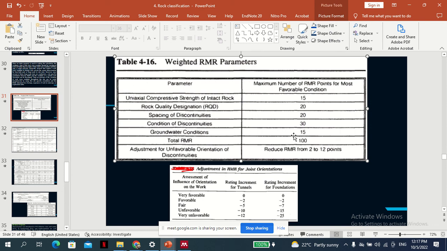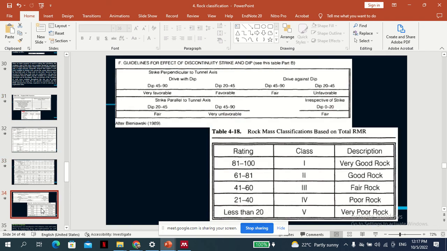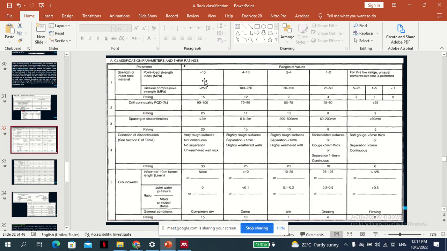Once you add up all these marks, you then adjust based on the orientation. If there is no orientation effect, you give 0. At the end of the day, you get a rating like this. So you can say, okay, this is very good rock, class 1, or class 2, class 3, class 4, and class 5. Now this is the matrix that we use.